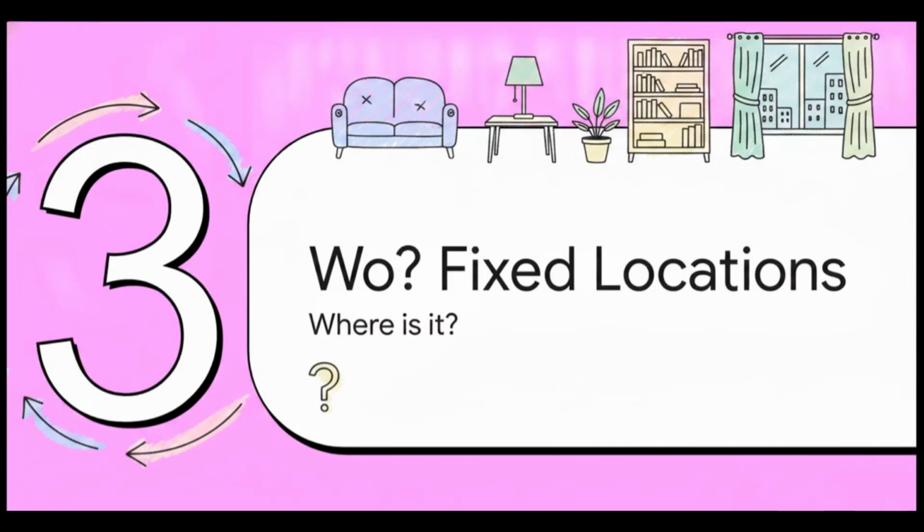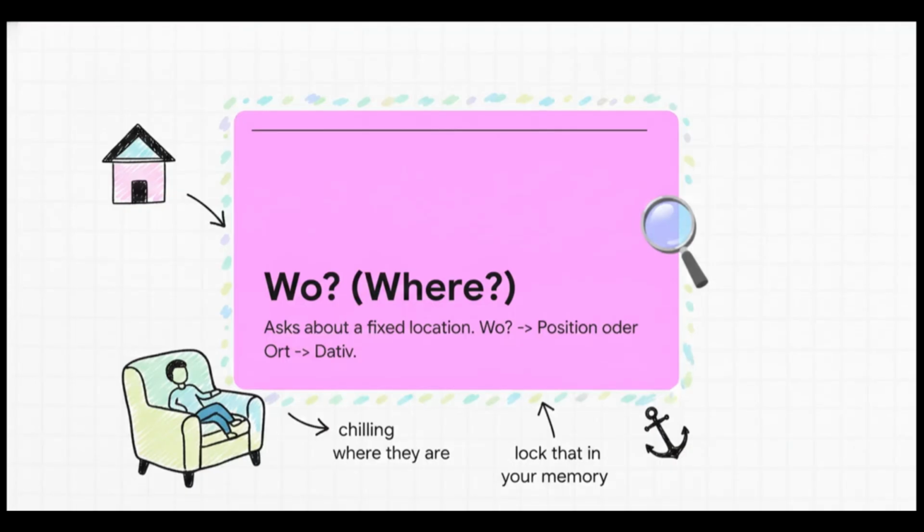Section 3. Wo. Fixed locations. Dative. Where is it? All right, we'll start with our first scenario, which is describing the static state of where things already are in our apartment. The absolutely crucial memory rule here is this. Whenever you answer the question wo, which means where, you are describing a fixed position or location. And in German grammar, a fixed position automatically means you must use the dative case. There's no movement to a new destination, things are just chilling exactly where they are, so wo equals dative. Lock that in your memory.